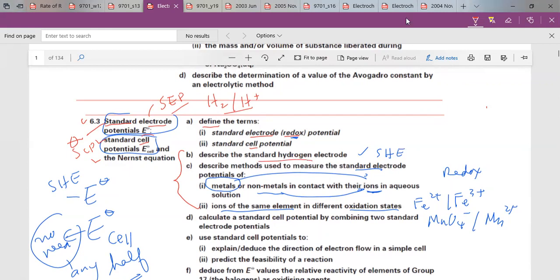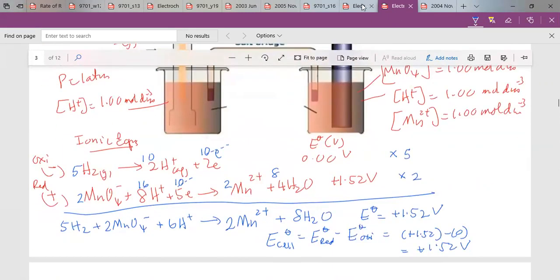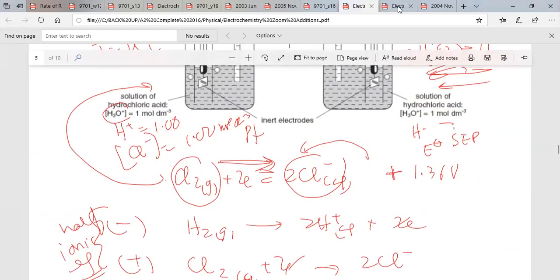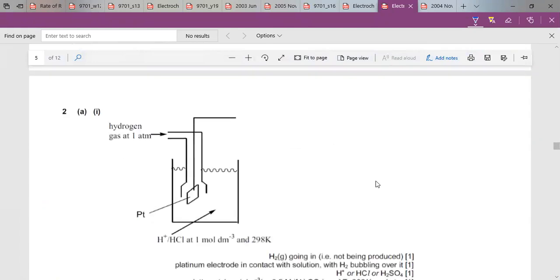Now here, this is the question. I'm going to give you the question here. Okay, no, here. Where am I? Okay, I'll show you the marking scheme now.